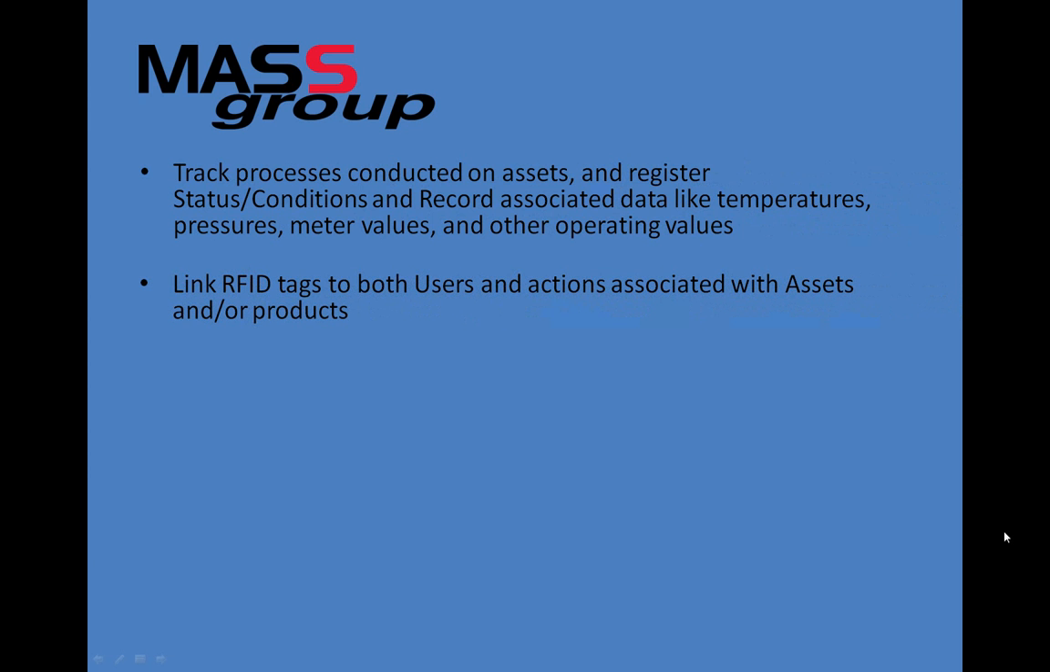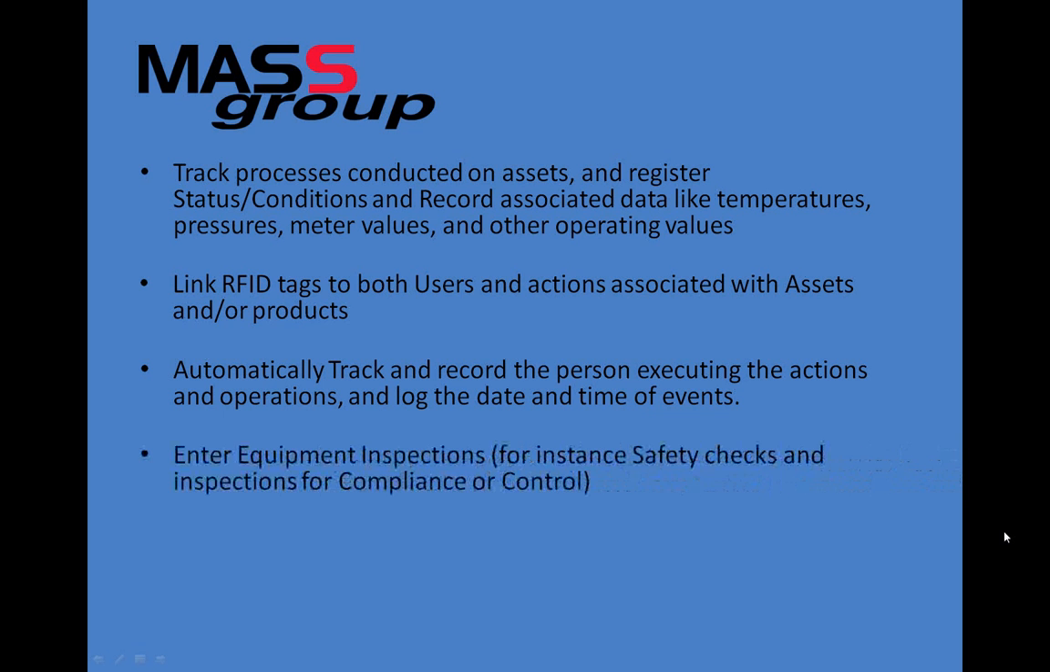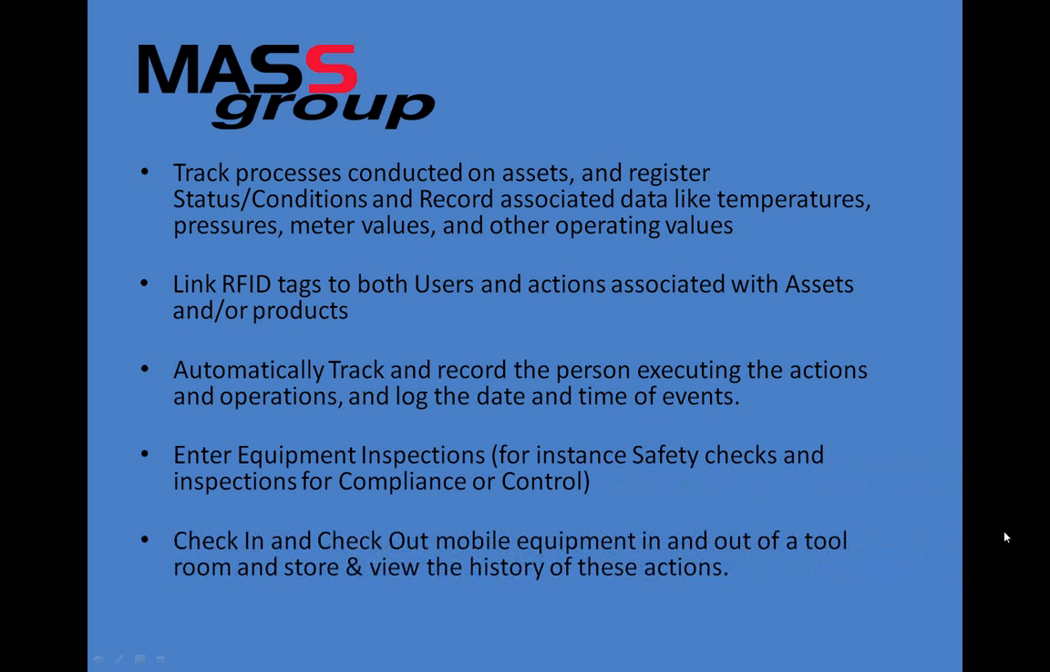Link RFID tags to both users and actions associated with assets and/or products. Automatically track and record the person executing the actions and operations, and log the date and time of events. Enter equipment inspections, for instance, safety checks and inspections for compliance or control. Check in and check out mobile equipment in and out of a tool room and store and view the history of these actions.